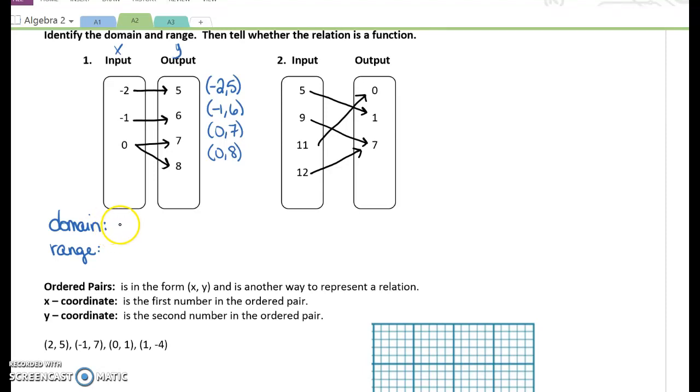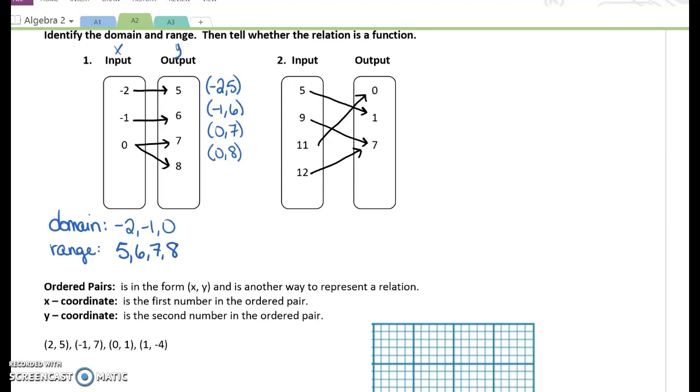So the domain is -2, -1, 0. The range, 5, 6, 7, 8. When you write your domain and range, you need to write them in numerical order. And if there happens to be any repeated values, you don't write the repeated values. So if you just look at the ordered pairs, you see that 0 happens twice in the x values. You don't write that 0 twice in the domain.